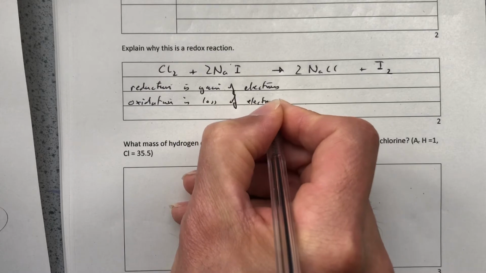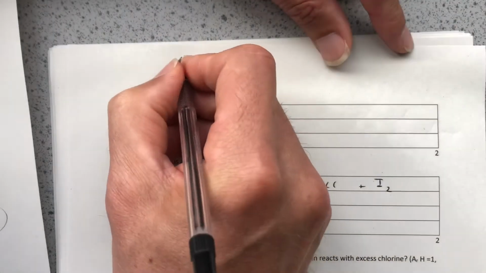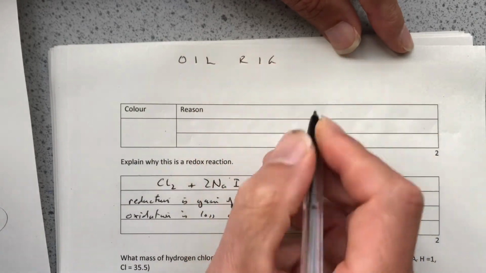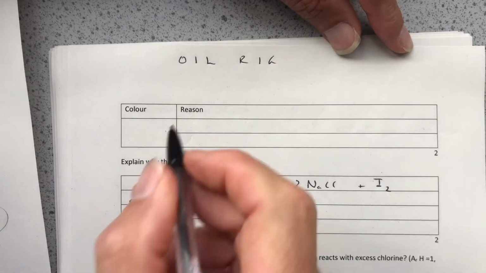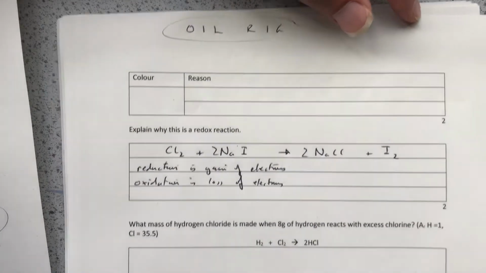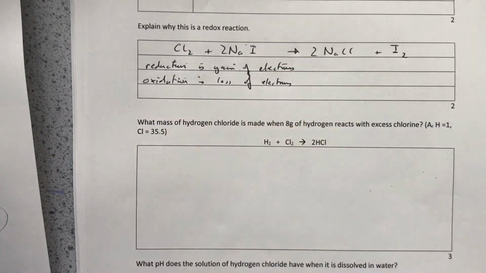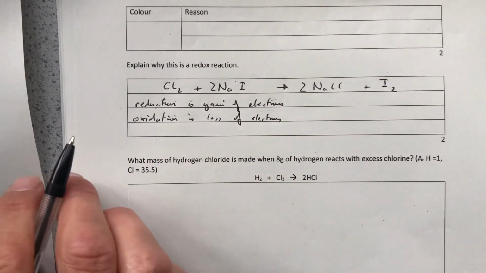You may be wondering why I'm saying OIL RIG. Okay, it's a mnemonic to help you remember. Oxidation is loss, reduction is gain of electrons. That's why I remember it anyway. OIL RIG: oxidation is loss, reduction is gain of electrons. Okay, so what's losing, what's gaining electrons?